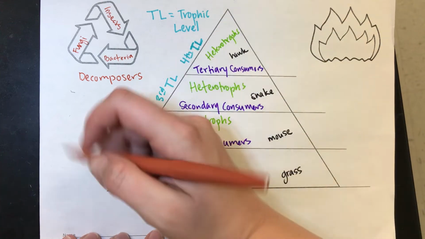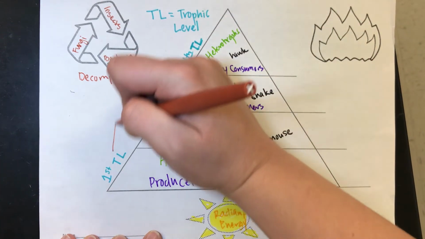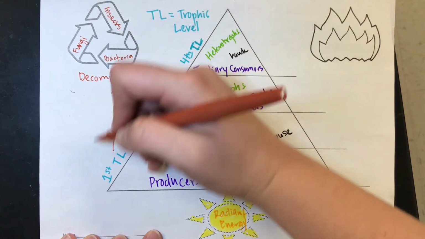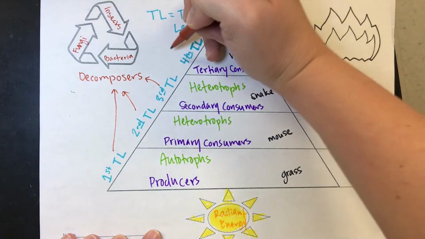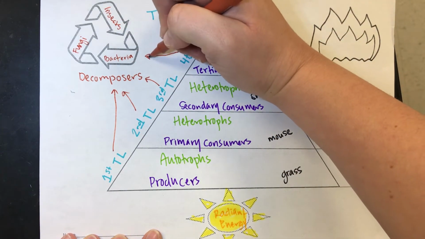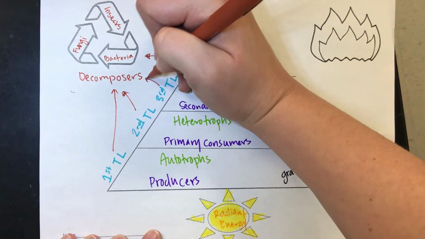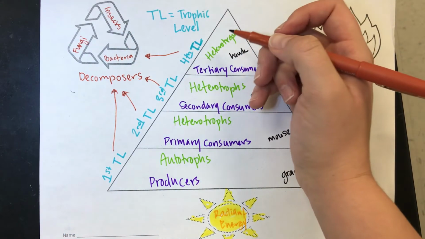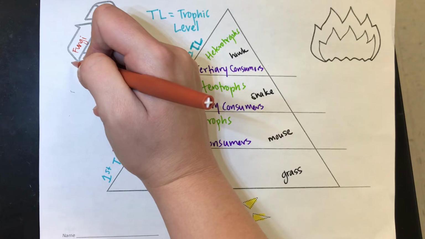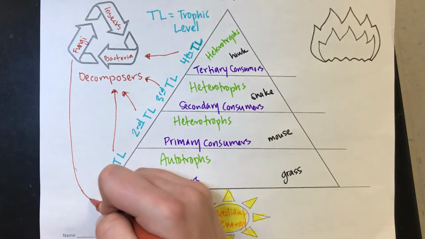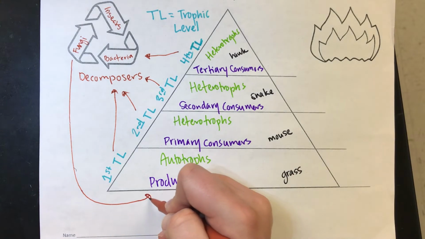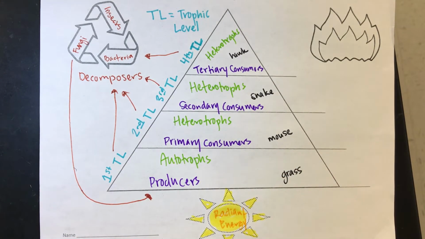How are they helpful? As I've already said, they're going to break down dead or decaying organisms. Those can be producers, primary consumers, secondary consumers, or tertiary consumers. They're not picky. As long as it's dead and decaying, they will help with that process, and they will return those nutrients from those dead and decaying organisms back to the soil, which means it directly benefits our producers.